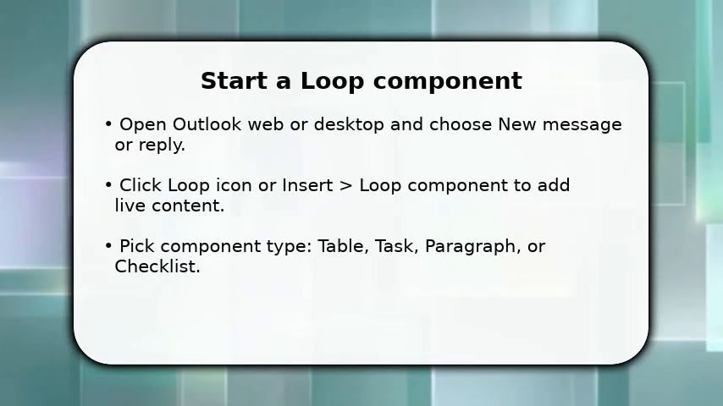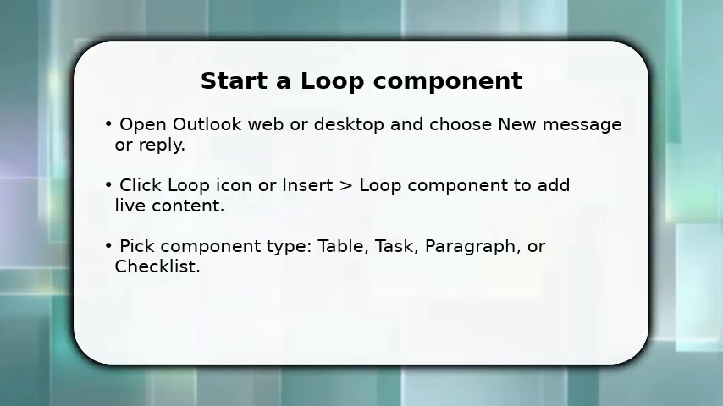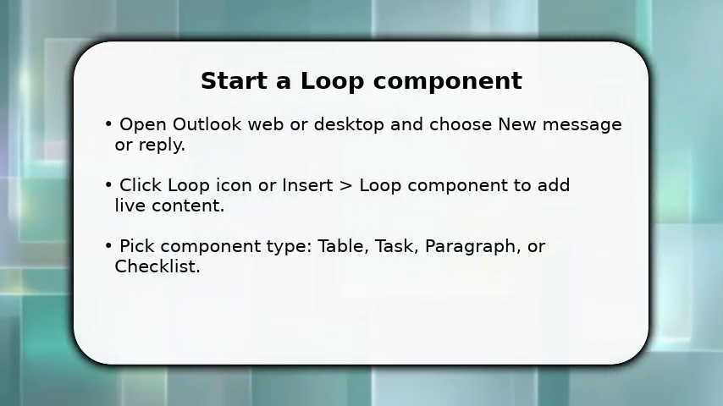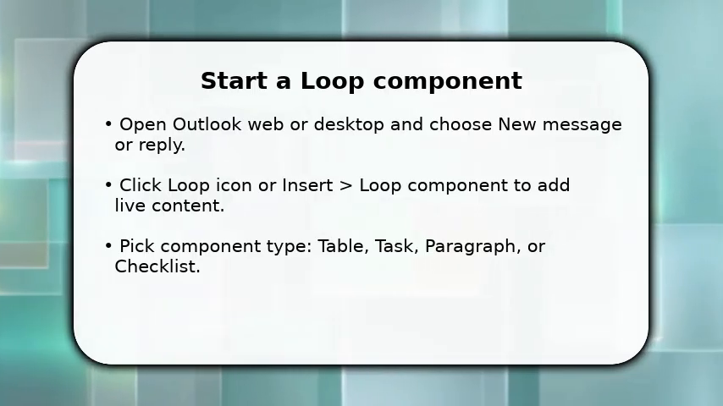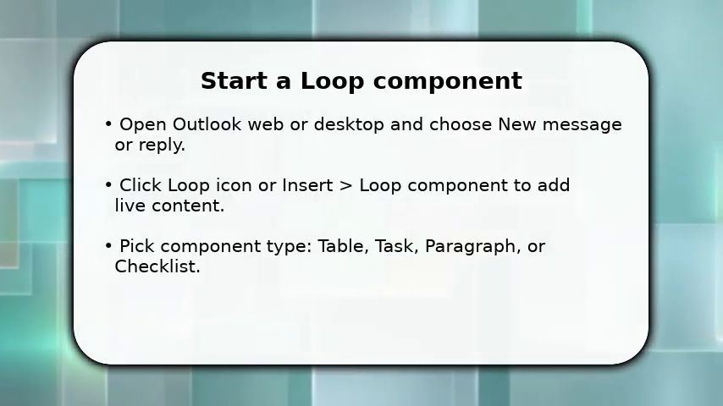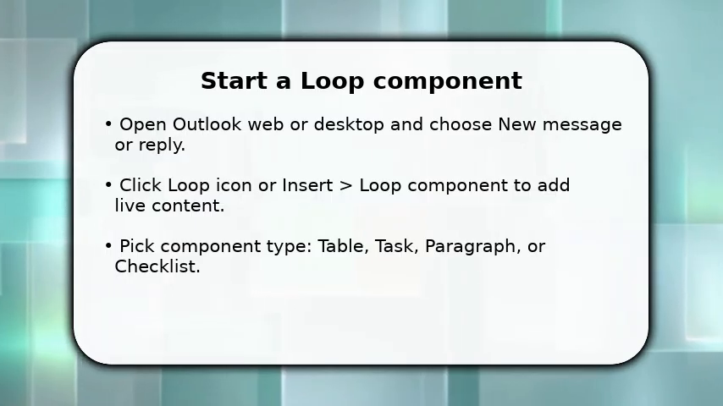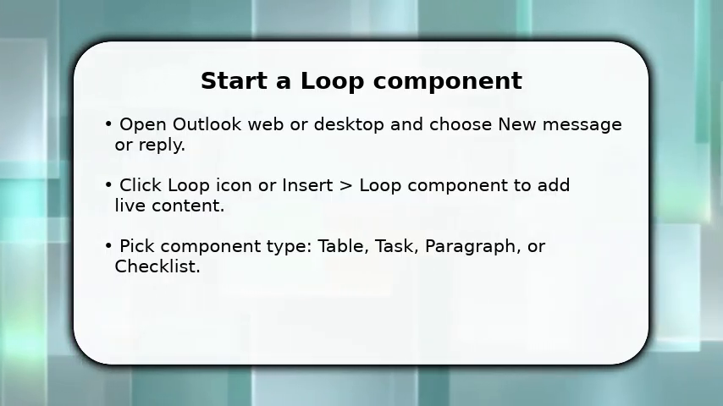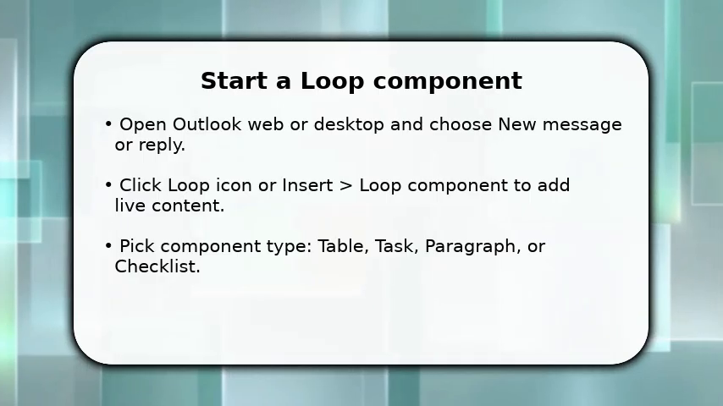You begin by inserting a loop component into an email or reply. This makes content editable for everyone. First, open Outlook and place your cursor where collaboration should occur. Then click the loop icon or go to Insert and select Loop Component to reveal options.